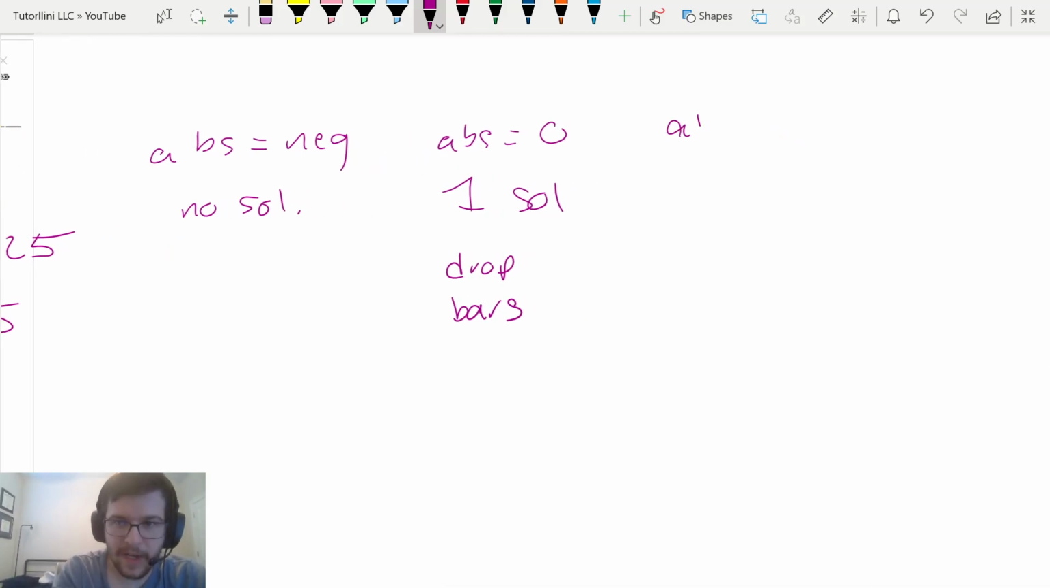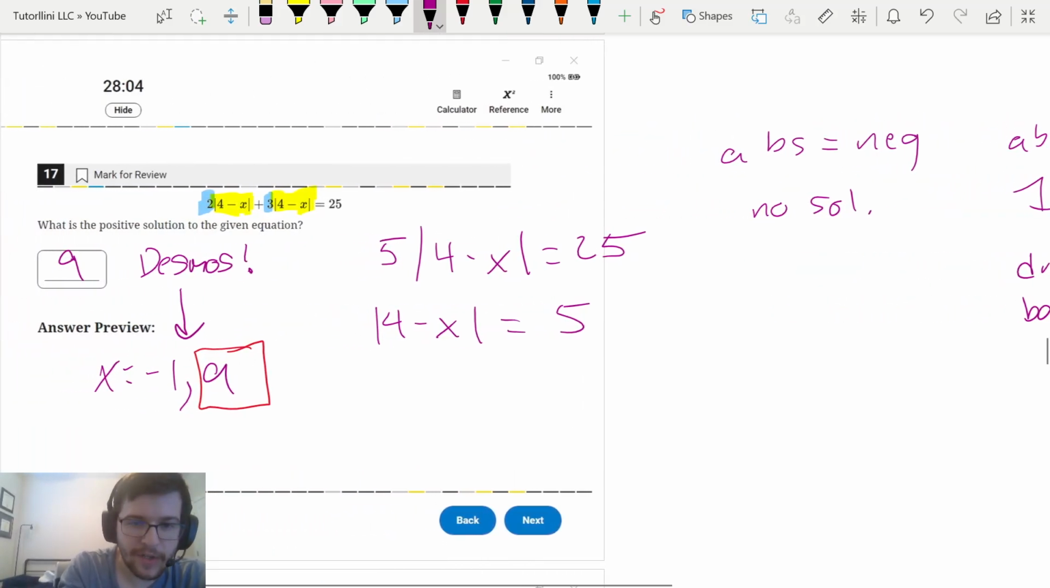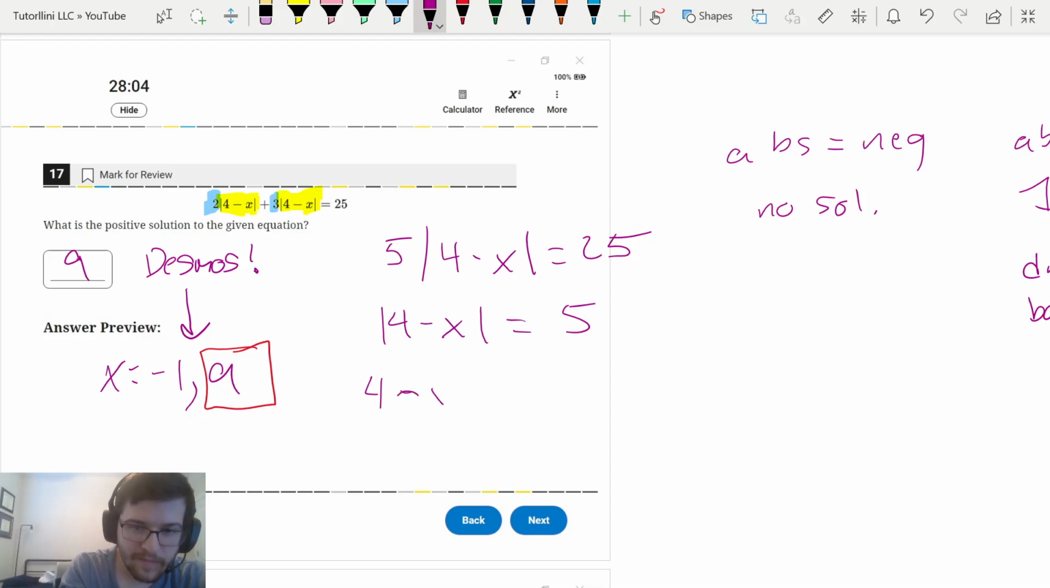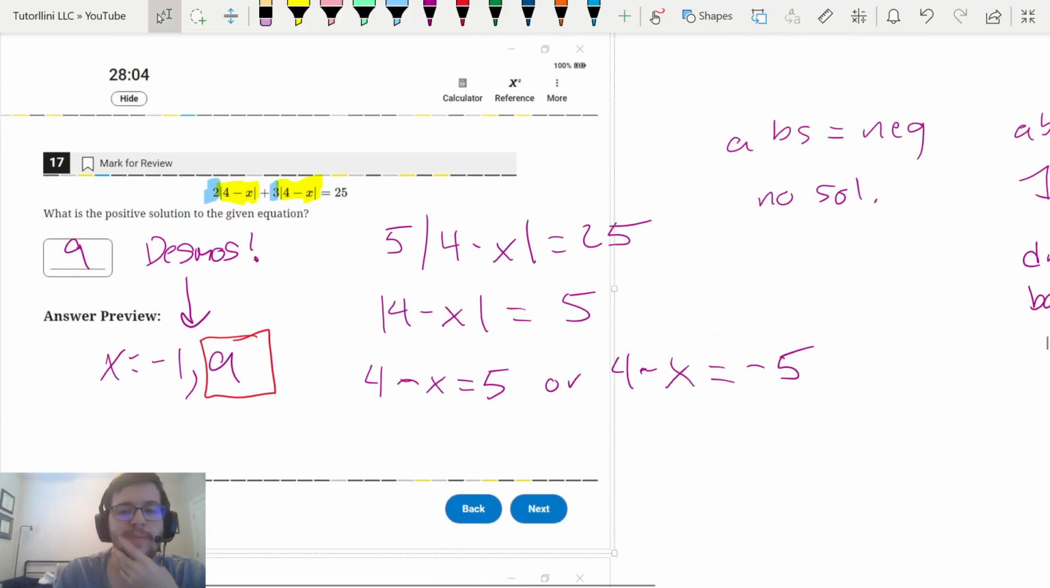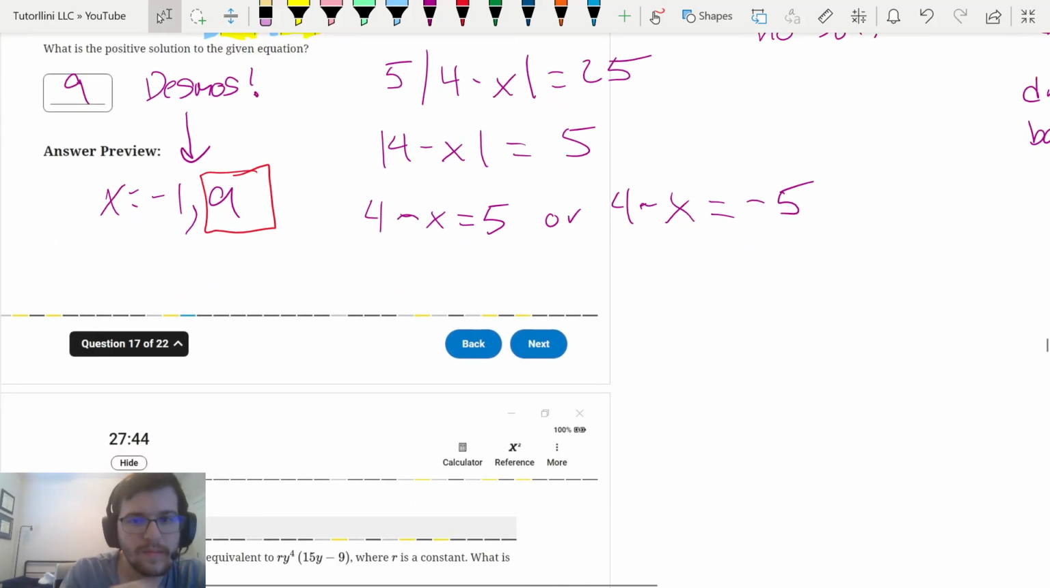And if the absolute value is equal to a positive number, there's two solutions, and you have to write two equations. So one where you drop the bars, and one where you drop the bars and slap a negative onto the other side. So now if we solve both of these, add x, subtract 5, I get x equals -1. And then here I get x equals 9.